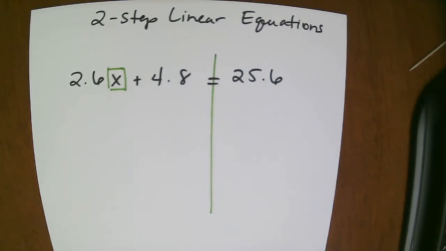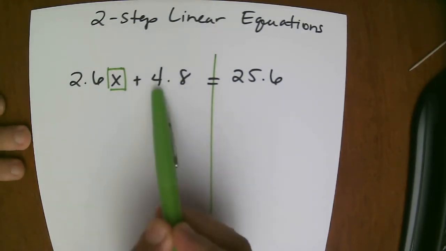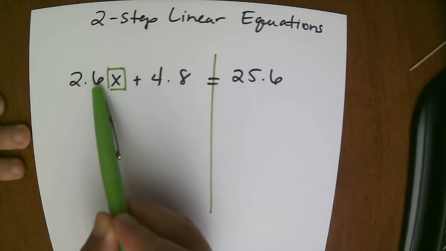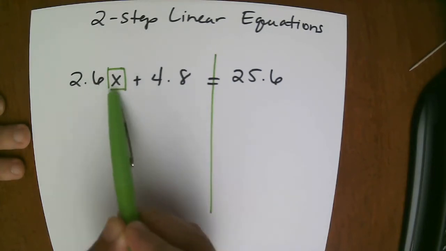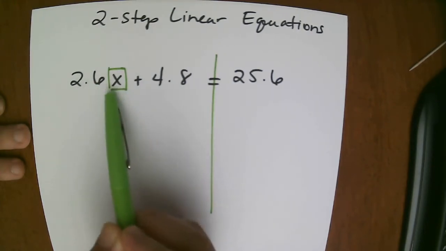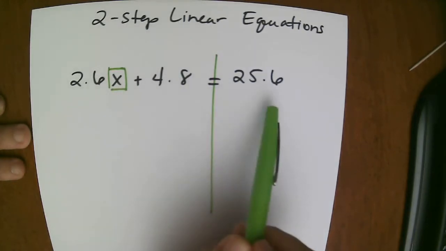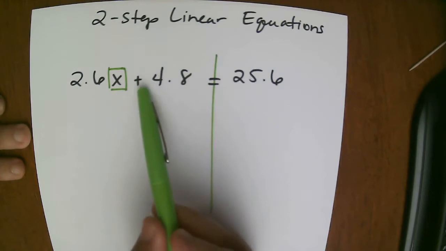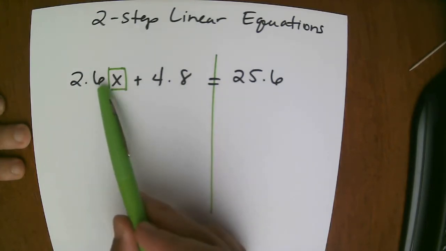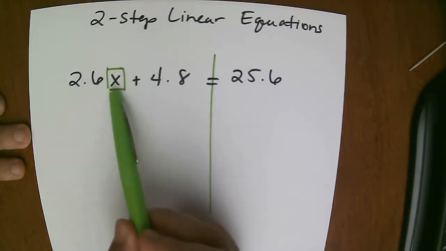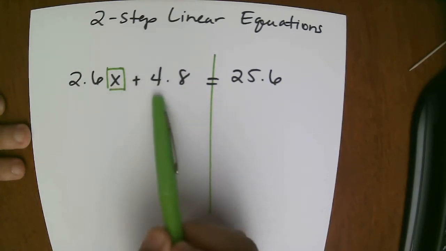So what are we going to move over first? Well, we have a 4.8 here kind of on its own, and then we have a 2.6 really glued to that x, being multiplied to that x. So which one do you think is the easiest or most willing to move over? I hope you said this 4.8, right? Because 2.6, boy, it's really stuck to that x. So we're going to move this 4.8 first.